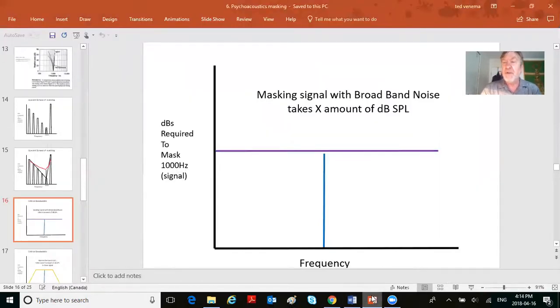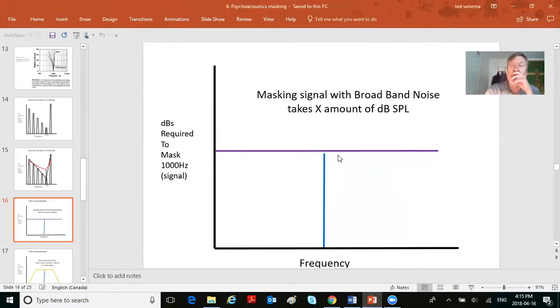Once upon a time, there was a guy named Fletcher. Fletcher was a researcher, an engineer, and he was trying to figure out what kind of sounds mask a signal. And here's a signal, call it 1,000 hertz. And here's a broad band masking noise covering the signal. Call it a big band of white noise covering the signal. And as long as that's more in decibels than the signal, yep, can't hear the signal.